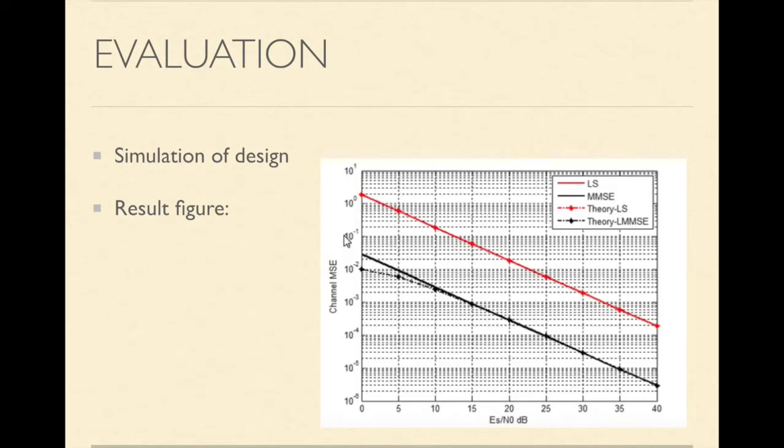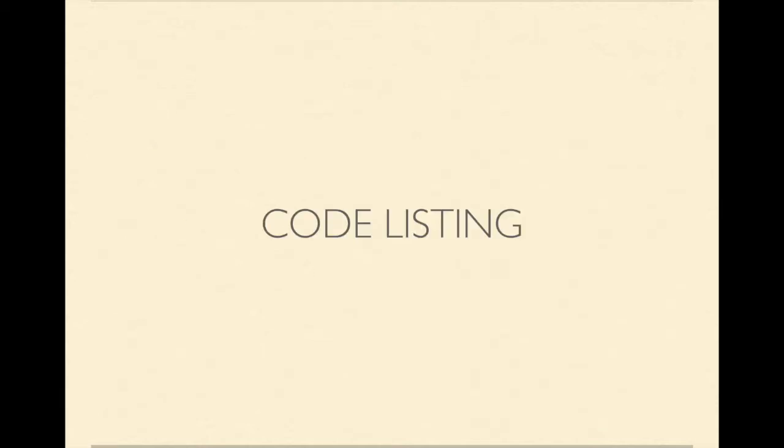After we do the simulation, we have the following result, which is shown in the figure. The red line shows the least square approach, which is here, and the black line shows the minimum mean square error estimator, which is here. These two, MMSE and LSE, give us a result showing the relationship between the MSE and Es over N0, the symbol energy to noise ratio. The channel mean squared error decreases proportionally to the symbol energy to noise ratio, and the symbol energy to noise ratio is nothing but the bit energy to noise ratio times N.